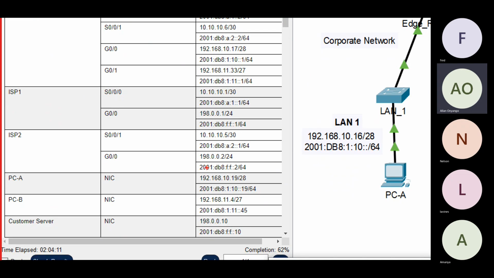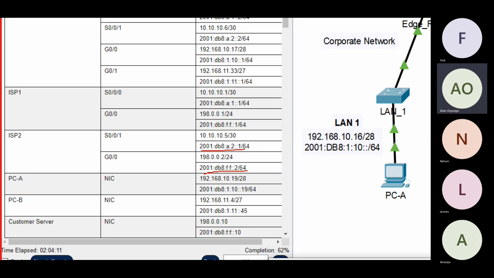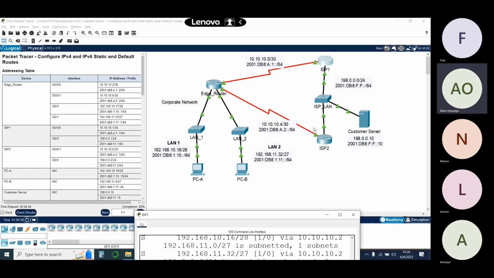So you can see for ISP2, the first one is :A:2. The one we are looking for is 2001:db8:f:f::2. So that is there. That is our next hop interface of ISP2 from ISP1. So we'll do the same address, but you put a 2 after the double colon.